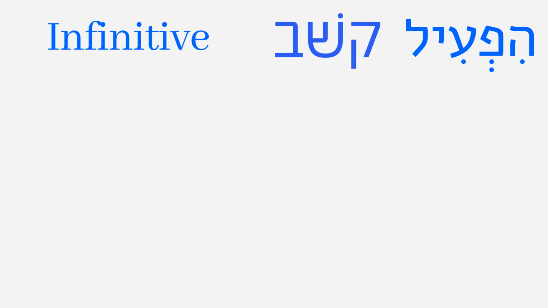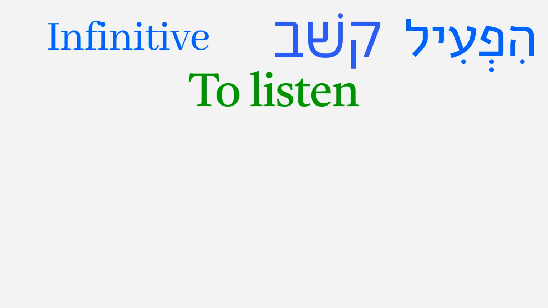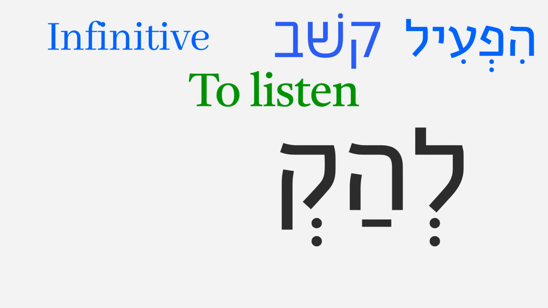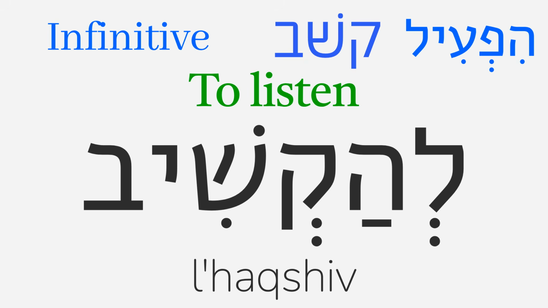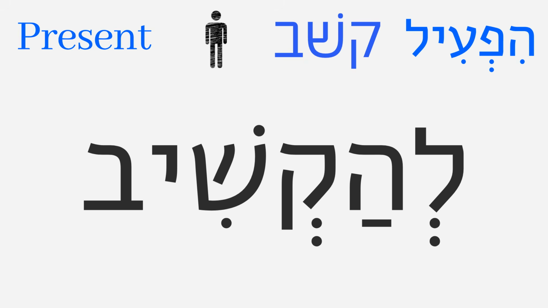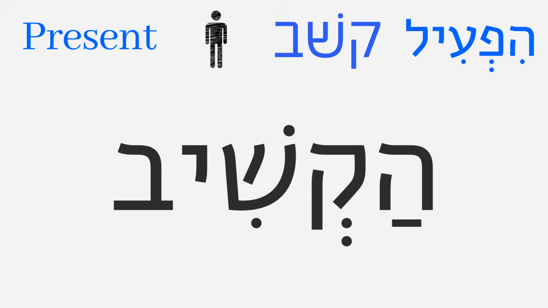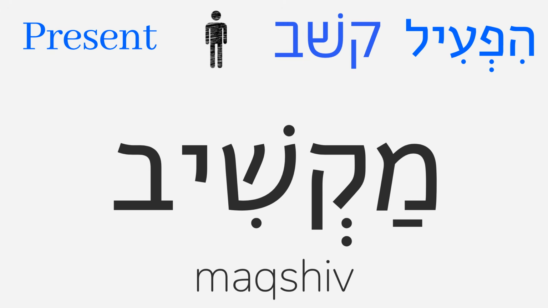Let's learn a new Hiphil verb from the root kuf shin bet. The infinitive of this root, which means to listen, is made as follows. Lamed with shva, he with patach, first kuf with shva, second shin with hirik and yod, and third bet. Lahakshiv, to listen. The masculine singular form of the present tense in the Hiphil will have the same vowels as the hakshiv part of the infinitive, but instead of the he, it will have a mem. Makshiv, listens in masculine singular form.